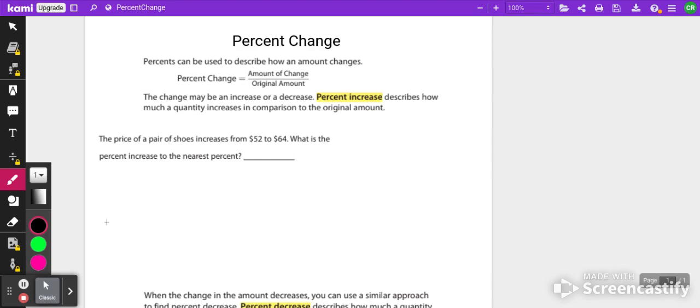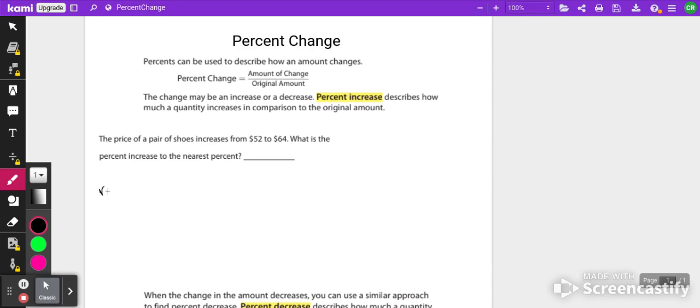So this is really saying that the shoes are getting marked up, right? They go from $52 to $64. We're trying to figure out how much that markup was, right? We're trying to figure out by what percent those numbers changed. So we're going to find the amount of change over the original amount.